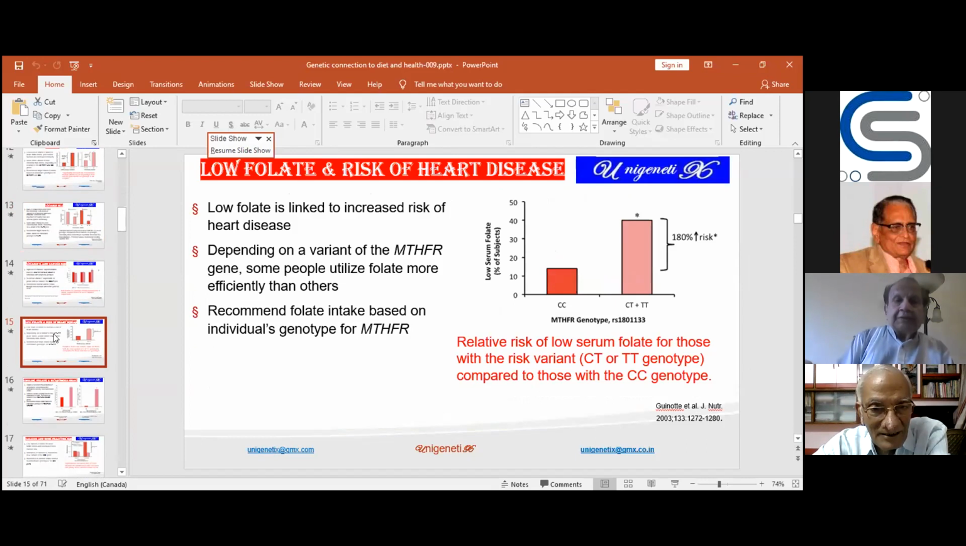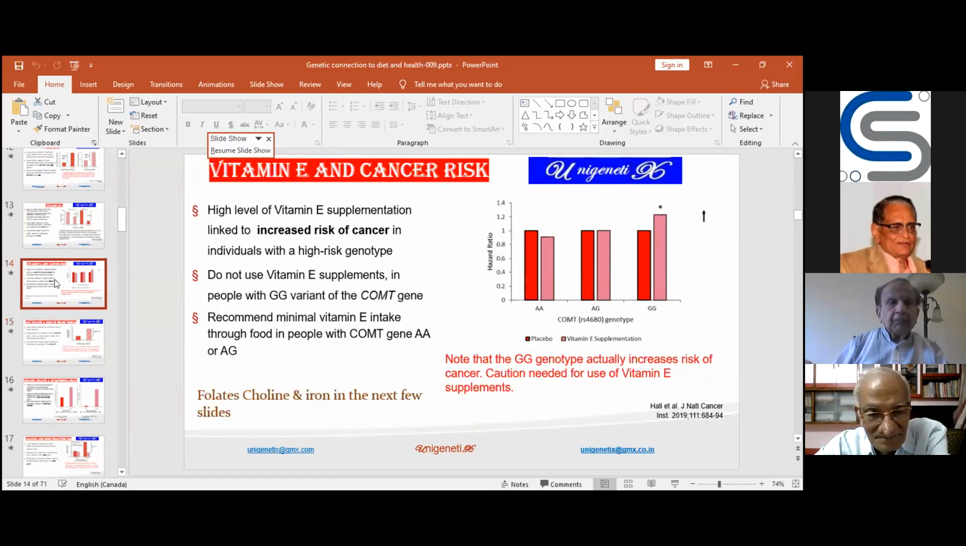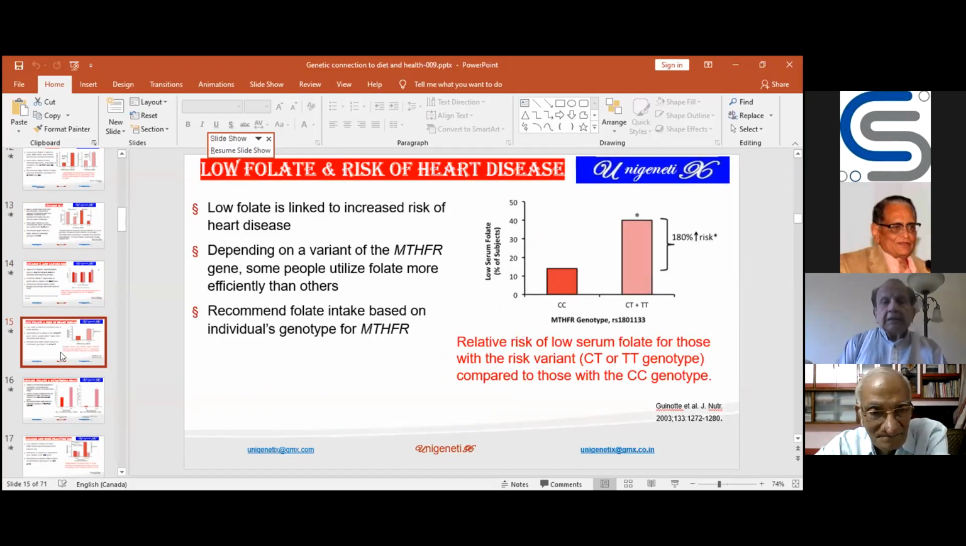Okay. Folate and risk of heart disease. Low folate is linked to increased risk of heart disease. And again, you can see that the gene, the risk variant is CT or TT. And you can see the graphs on that of the risk. The CC variant has got less risk in the MTHFR gene.